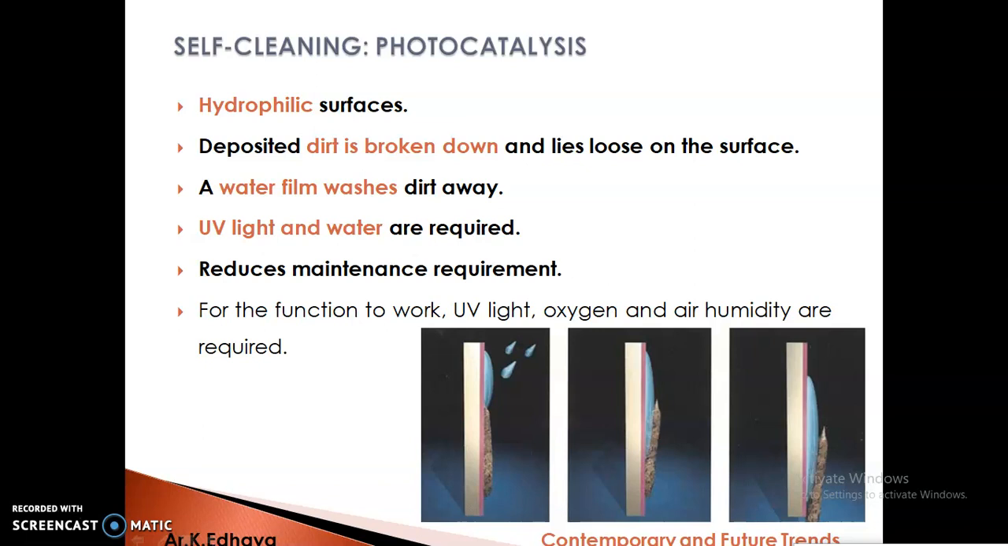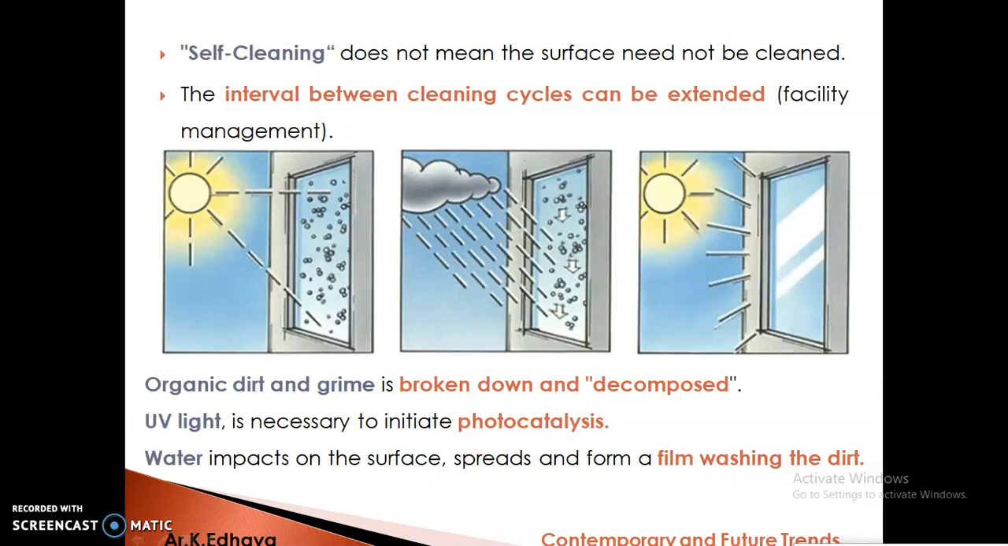This will also help in reducing the maintenance. To make this photocatalyst work, we need proper UV radiation or sunlight on the surface, then exposure to air, humidity, oxygen and water. Again this is also self-cleaning, but the terminology self-cleaning has always been misunderstood. It does not mean the surface is never dirty. It means that the interval between cleaning cycles can be extended, which will help in facility management.